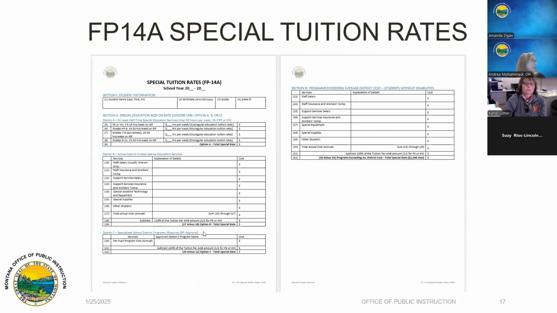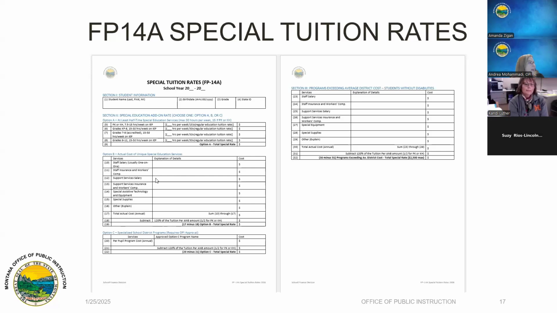This is the FP14A, and you would fill this out and attach it to their FP14-1 and send this to me, and send it to the district of residence. And most of the time I see this part here, option B, being used. You can kind of see we've outlined the cost here. And it's usually the staff salary. You can include salary and their insurance and workers' comp, support service salaries.